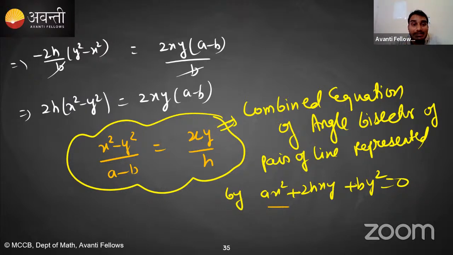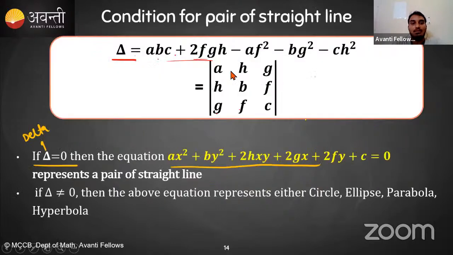So all these things we did. First, finding the delta. If delta is 0, meaning abc plus 2fgh minus af square minus bg square minus ch square is 0, then we are confident that this will represent a pair of straight lines. Clear? If delta is non-zero, then it will not represent a pair of straight lines.